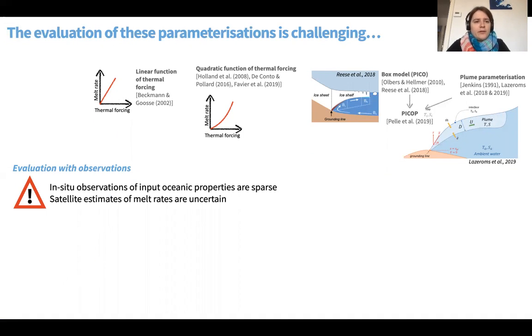However, the evaluation of these parameterizations is challenging. If we want to evaluate them with observations, the problem is that in situ observations of the input oceanic properties are sparse in time and space. So the risk is that we tune towards a given ice shelf or a given time period. And the satellite estimates of melt rates remain uncertain. Additionally, if we use both these estimates for the tuning, possible temporal mismatch between the two exists.